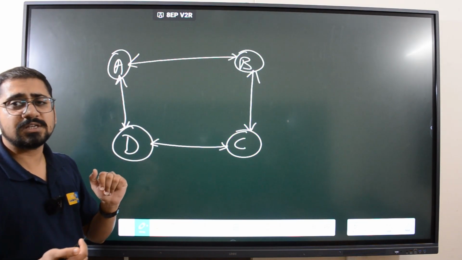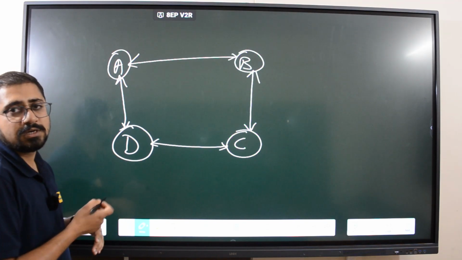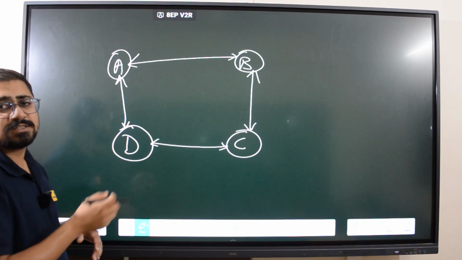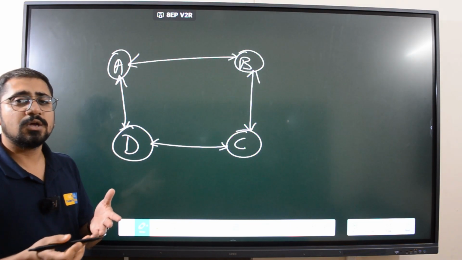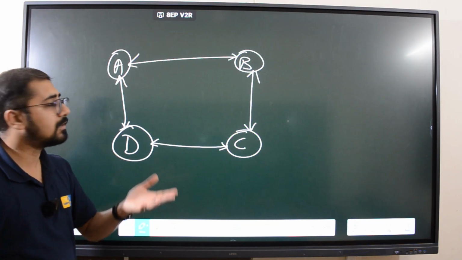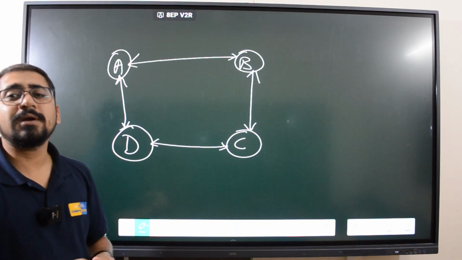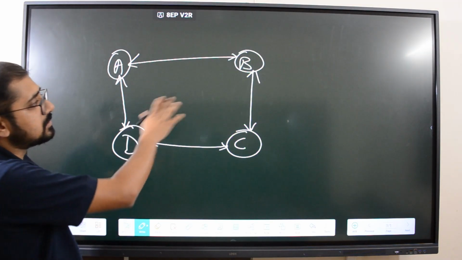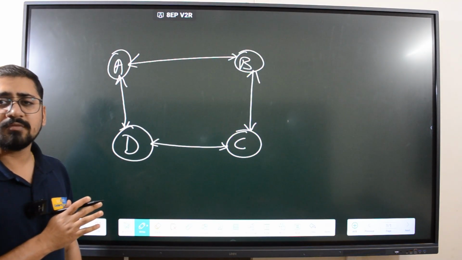B will be given a suggestion that you can be friends with D. D will be given a suggestion that you can be friends with B. Similarly, A and C will also be given suggestions to become friends with C or A respectively, right? So these are the different implementations of graphs that we have. Now this is also just a simple graph that we can say.